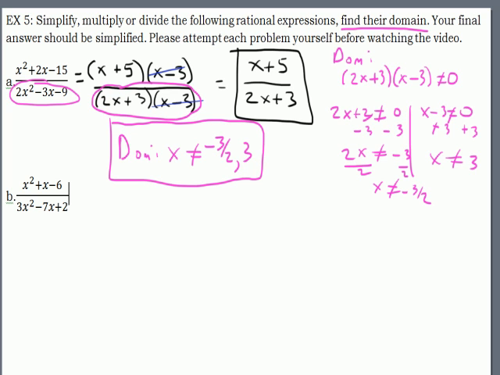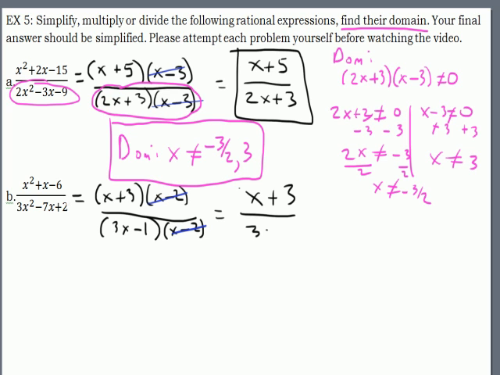Part B, we've got the expression x squared plus x minus 6 divided by 3x squared minus 7x plus 2. Let's go through this. So factoring the numerator, again try this yourself before you look at this, is x plus 3 times x minus 2. The denominator should factor to 3x minus 1 times x minus 2. Similar to the last problem, we get these x minus 2's to cancel out, and this is going to simplify down to x plus 3 divided by 3x minus 1.